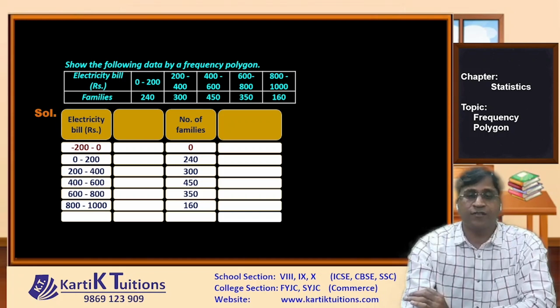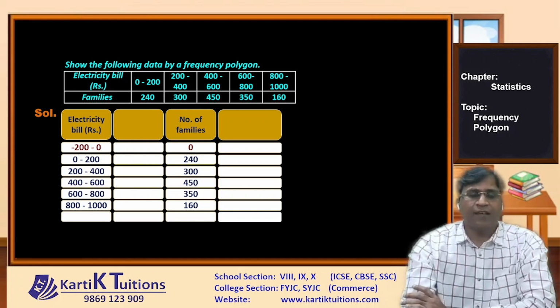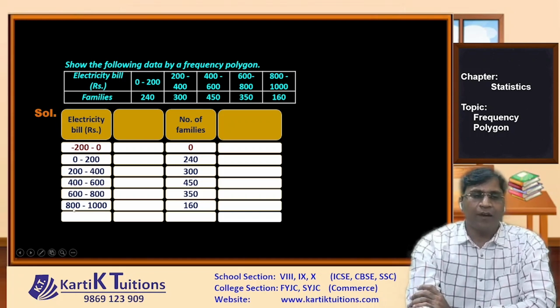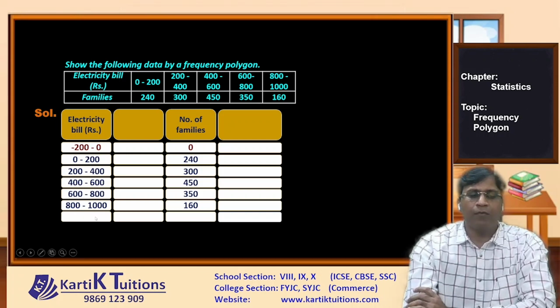Then succeeding class क्या हो जाएगा? Simple. 800 plus 200 will become 1000 and 1000 plus 200 will become 1200. So here your succeeding class will be 1000 to 1200 and the frequency will again be 0.